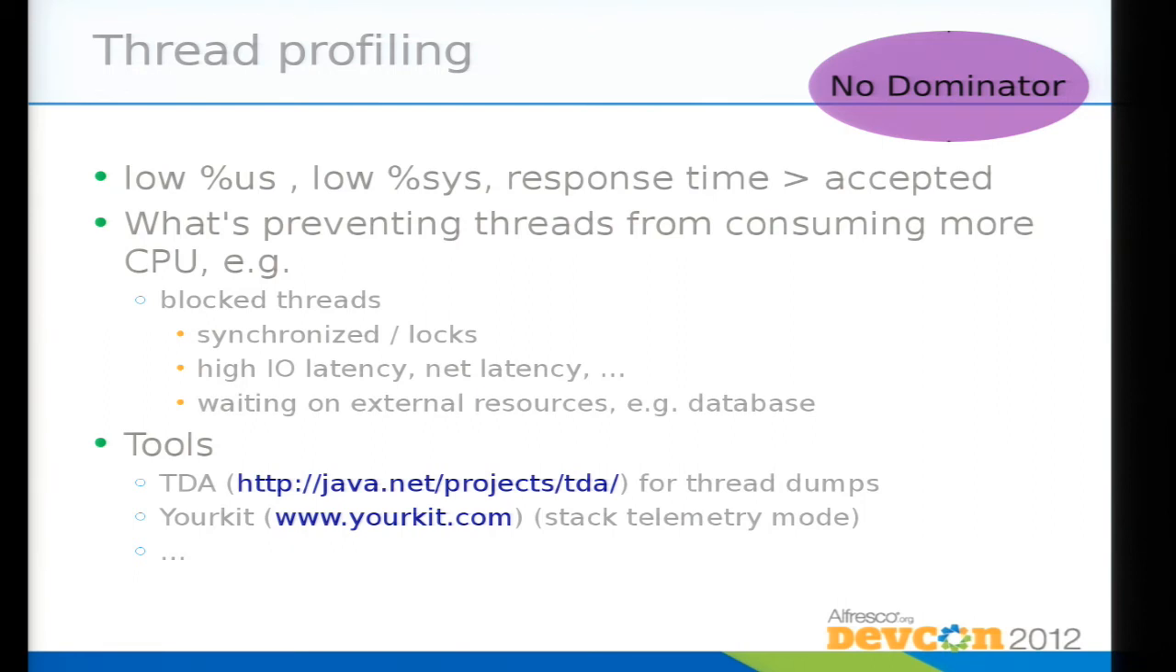So what you want to find out is what's preventing threads from consuming more CPU. Is it blocked threads? Is it synchronized locks? Is it high I/O latency, network latency? Are you waiting on external resources, maybe the database? The tool I would use for that is TDA. How many people have used TDA?